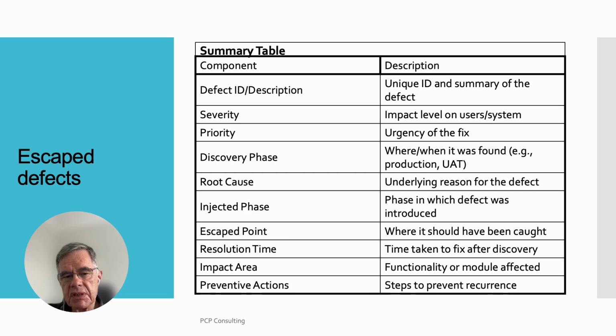The summary chart has two columns: component in column 1 and description in column 2. Defect ID, description, unique ID and summary of the defect. Severity, impact level on users, system. Priority, urgency of the fix. Discovery phase, where, when it was found, for example, production or UAT.